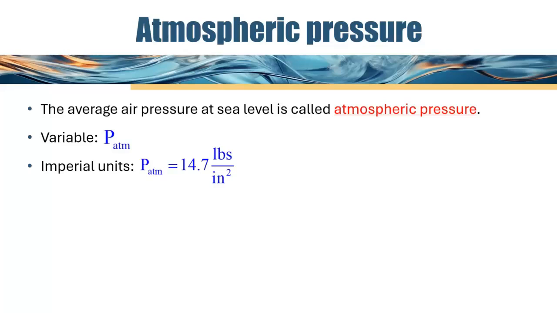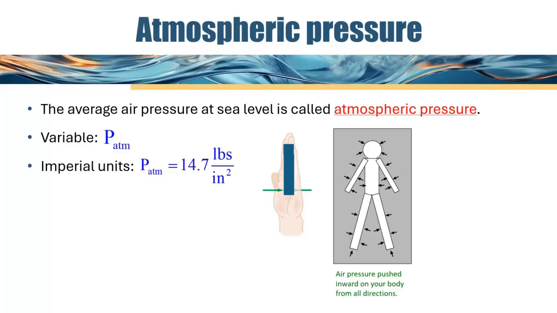air exerts on us. For example, if you had your hand and you drew a square inch on your hand, so 1 inch by 1 inch, that means 14.7 pounds is pressing on that box. 14.7 pounds just due to air, and it's happening to every single square inch of your body. So we have air pushing on us perpendicularly from all different directions at 14.7 pounds per square inch.